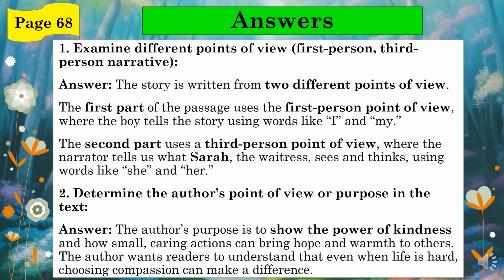The second part uses a third person point of view, where the narrator tells us what Sarah, the waitress, sees and thinks, using words like she and her too. Determine the author's point of view or purpose in the text. Answer. The author's purpose is to show the power of kindness and how small, caring actions can bring hope and warmth to others. The author wants readers to understand that even when life is hard, choosing compassion can make a difference. Let's continue from next page.